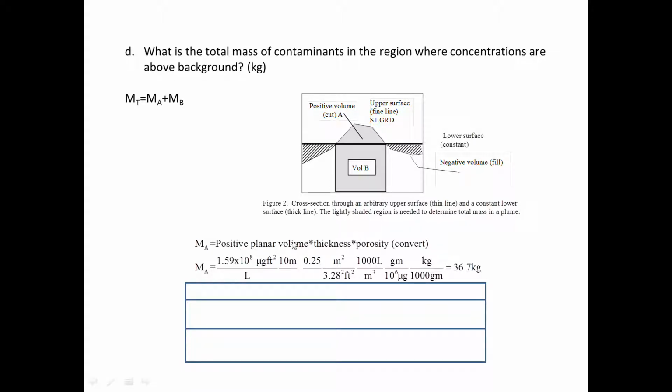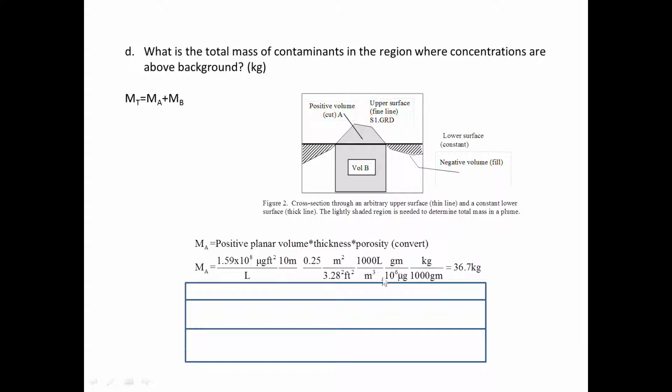And so the formula is that volume times the thickness times the porosity. There's thickness, there's porosity. And now we have to do the conversion, and this is really following along the same kinds of things that we've already done. Meters squared and square feet, the number of liters in a cubic meter. This is the number of grams in a microgram, and the number of grams in a kilogram.